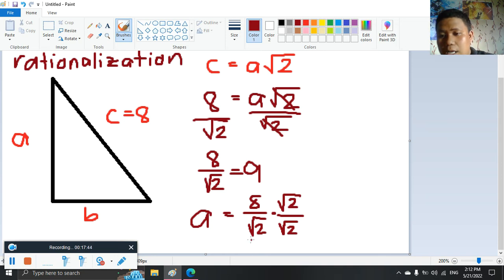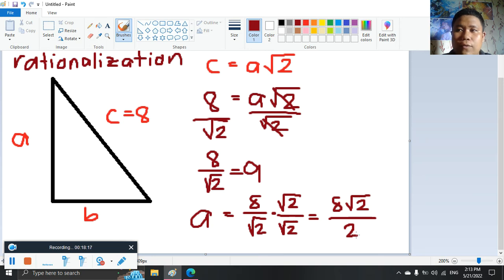So, in this case, the denominator is the square root of 2. Of course, what we multiply to both the numerator and the denominator is the square root of 2. Okay? So, numerator times numerator, denominator times denominator. So, 8 times the square root of 2 is 8 the square root of 2, all over the square root of 2 times the square root of 2. So, the square root of 4, which is 2. So, it becomes 8 the square root of 2 over 2.